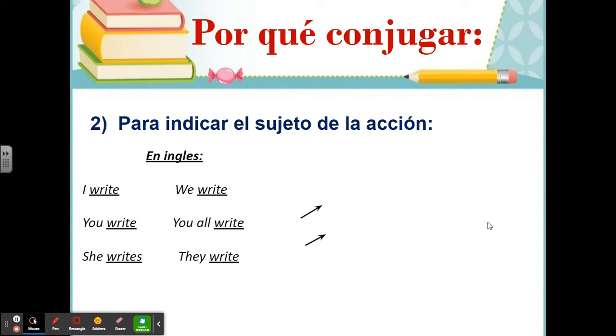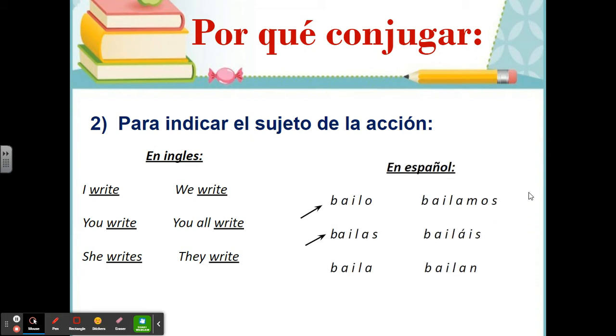I'm gonna need the subject written, okay? Otherwise, you have the word right and it's weird. It doesn't tell me anything. In Spanish, though, this comes from bailar, to dance. But based on these endings, I know who's dancing. The way bailar has changed, I know.